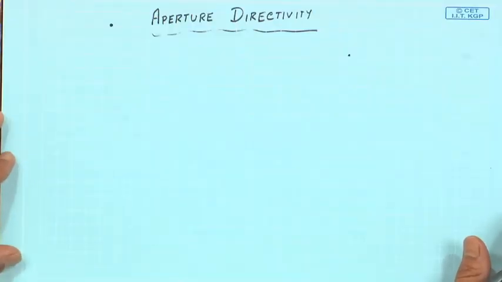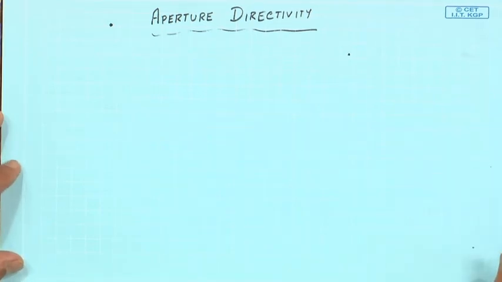Welcome to this lecture in NPTEL course. We are continuing the discussion on paraboloid reflector system. We have seen the aperture field distribution from the feed's radiation pattern. Now, we will see the directivity of this whole system, that means aperture directivity.